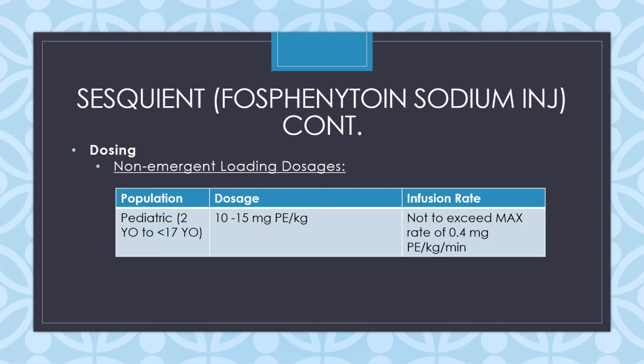There are two different doses for this medication. First is the non-emergent loading dosage. For pediatrics, which includes 2 years old to less than 17 years old, your dosage is 10 to 15 mg of phenytoin per kg, and the infusion rate, of course, is to not exceed the max rate of 0.4 mg phenytoin per kg per min.